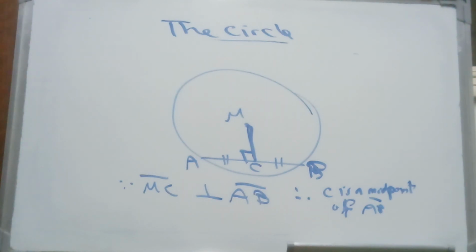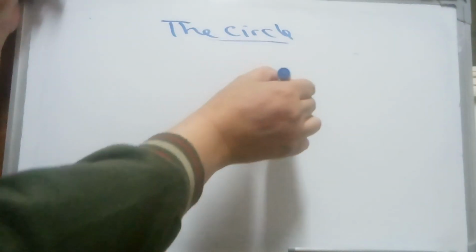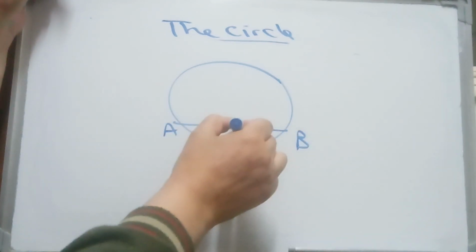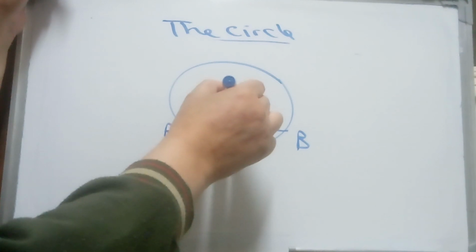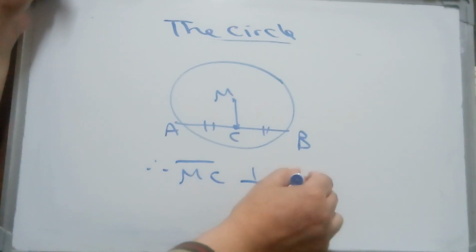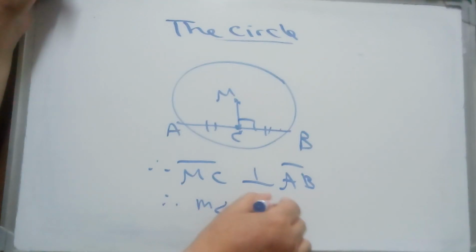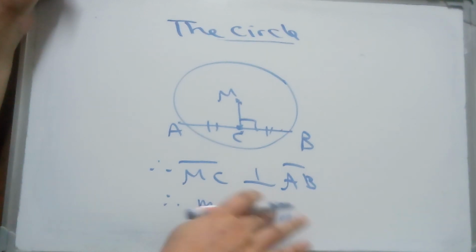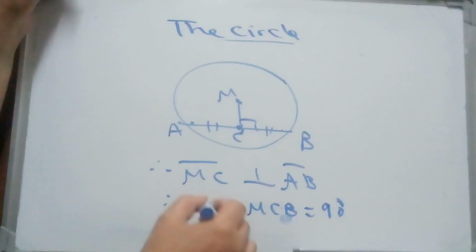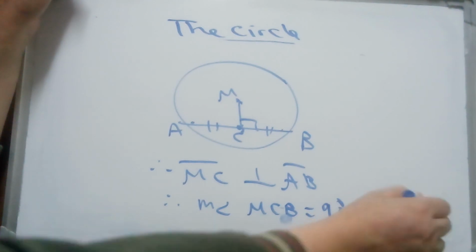Vice versa, if you draw a chord in the circle and take a midpoint for this chord like C, and you join it by the center of the circle, therefore MC will be perpendicular to AB, which means measure angle MCB equal 90 degrees, or measure angle MCA. Okay.